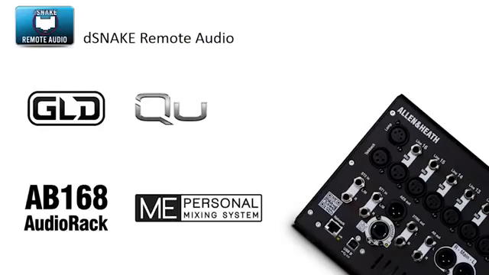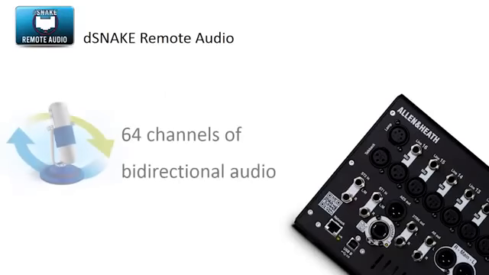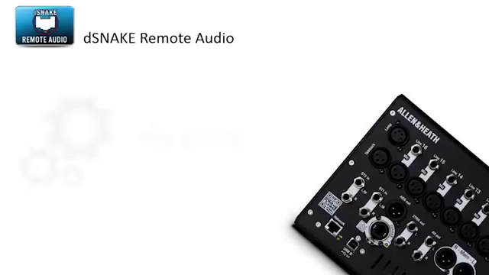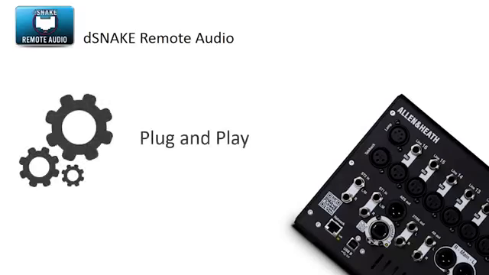Hi everyone, I'd just like to go through a few key features that we have specifically for installers and integrators. DSnake is our proprietary network protocol. It's an evolution of ACE, and it can be found on products such as GLD, Q, AB and AR racks, and the ME personal mixing systems. There's 64 channels of bidirectional audio. This is constrained to the console architecture. For instance, there are 40 channels implemented on ME.